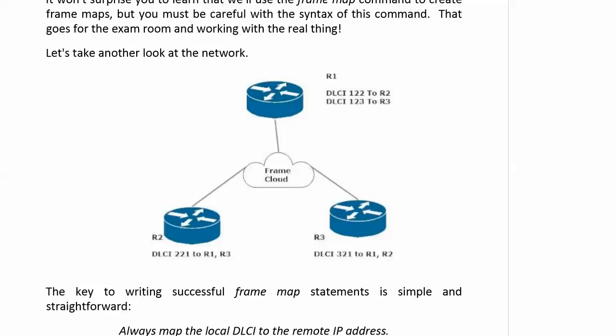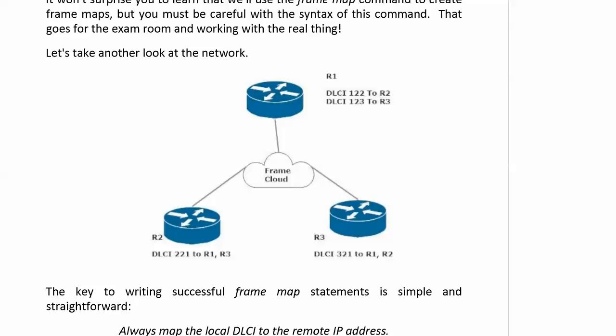And here's our frame network one more time. If you want to jot these DLCIs down, I think that is a fantastic idea. We're using the 172.12.123.0/24 network, and the router number is always the last octet, and we're using DLCIs 122 and 123 on router 1, 221 on router 2, and 321 on router 3.